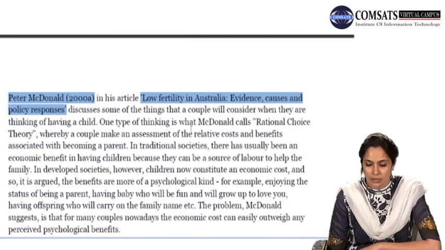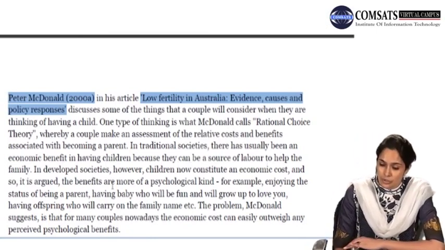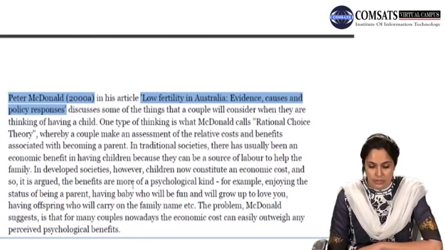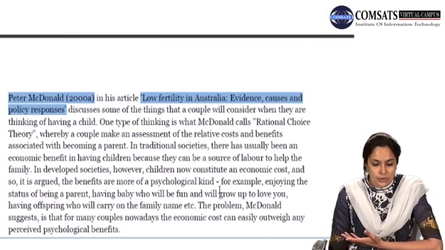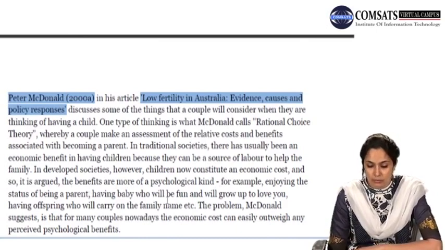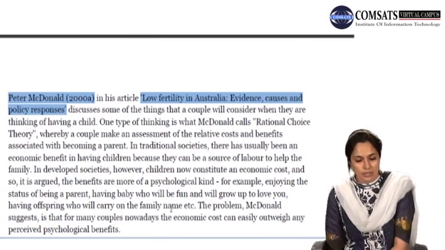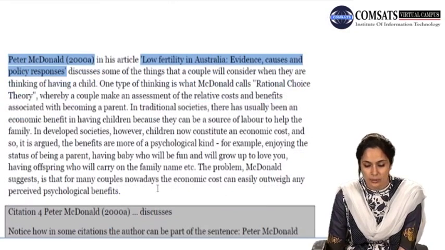One type of thinking is what MacDonald calls rational choice theory, whereby a couple make an assessment of the relative costs and benefits associated with becoming a parent. In traditional societies, there has usually been an economic benefit in having children because they can be a source of labor to help the family. In developed societies, however, children now constitute an economic cost, and so it is argued that the benefits are more of a psychological kind, for example, enjoying the status of being a parent, having a baby who will be fun and will grow up to love you, having offspring who will carry on the family name. The problem MacDonald suggests is that for many couples nowadays, the economic cost can easily outweigh any perceived psychological benefits.